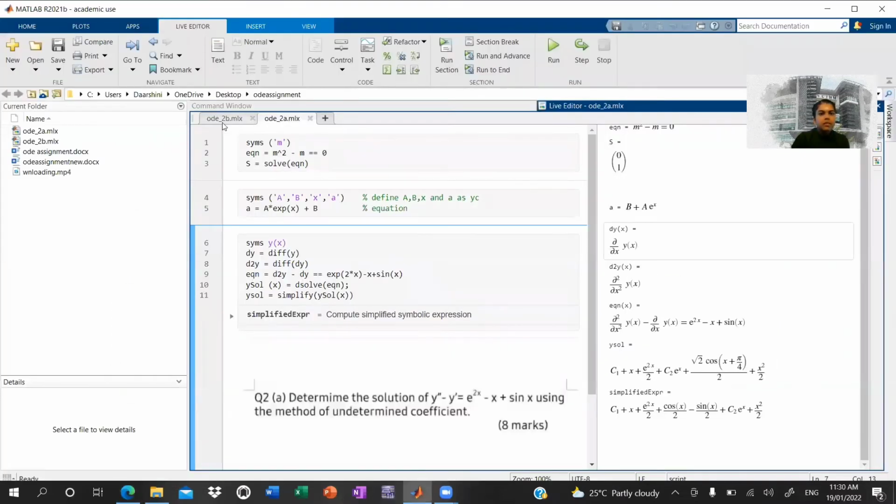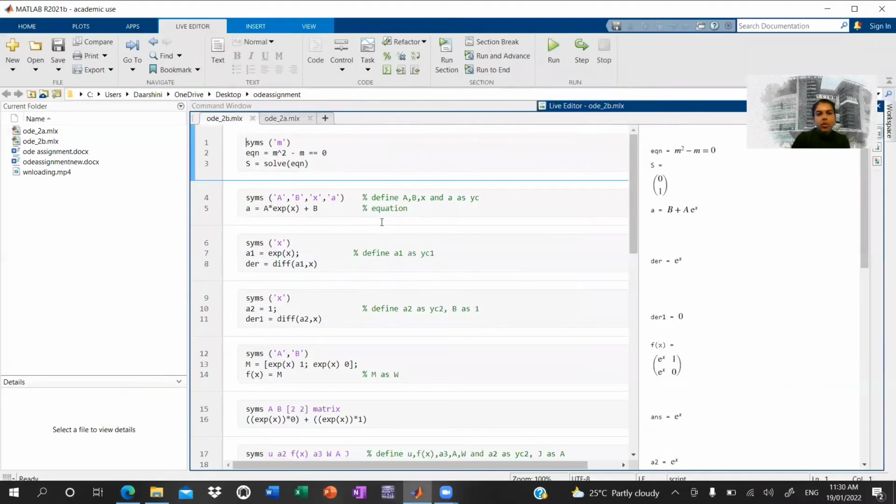So this is my question 2B. As I said previously, I've defined M to calculate the value of M. So I have obtained 0 and 1. To show the YC, as I said, I couldn't repeat the same letter twice or thrice because MATLAB wouldn't accept it. So I define A as YC, and my A is B plus A exponent X.